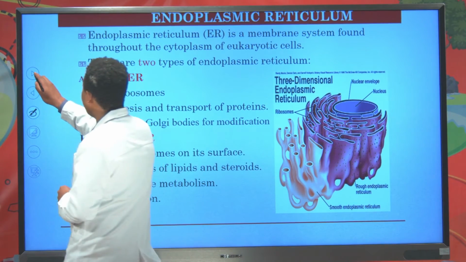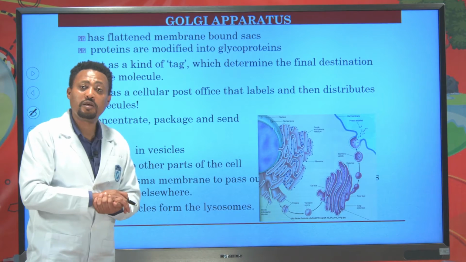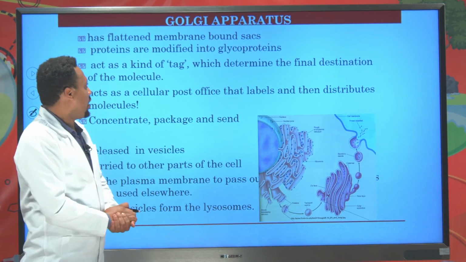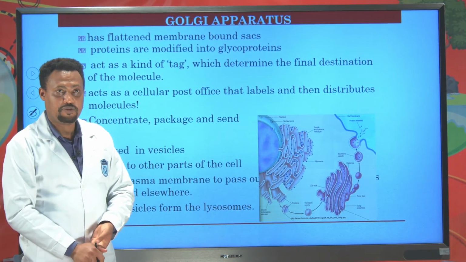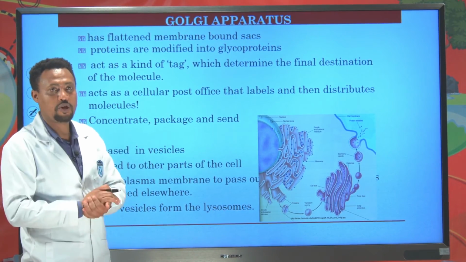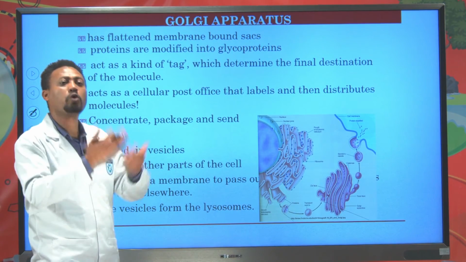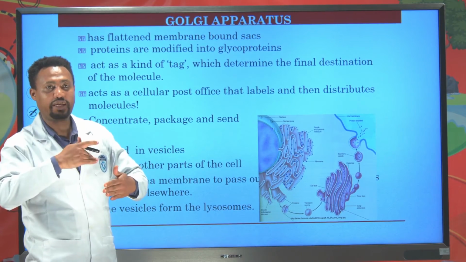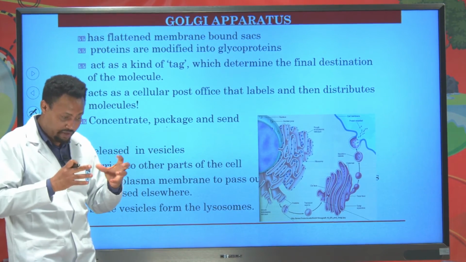So these two parts or components of the endoplasmic reticulum help in transportation in general. There are several other organelles called the Golgi apparatus, or Golgi body. This organelle helps in modification of proteins in general. Proteins synthesized by ribosomes are brought to the Golgi apparatus to be modified, packed, and concentrated. They will be concentrated, packed, and sent.